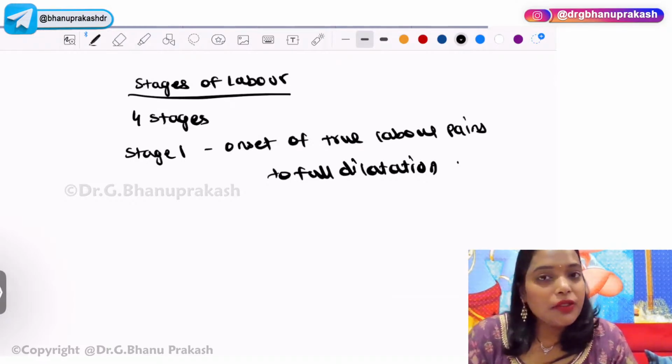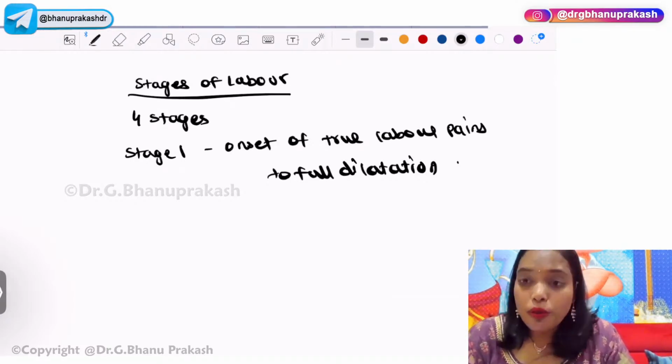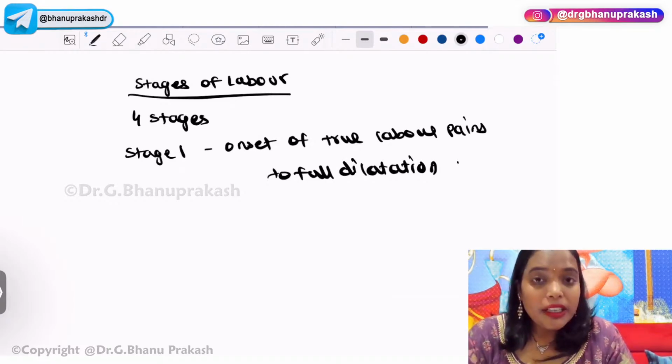Right? So stage 1 is from the onset of true labor pains to full dilatation. Stage 2 is from full dilatation to expulsion of the fetus. Stage 3 is expulsion of placenta. Stage 4 is 1 hour observation post-delivery. Labor is very important. You tend to get questions on labor and you should be in a position to solve them when you get a question from labor.